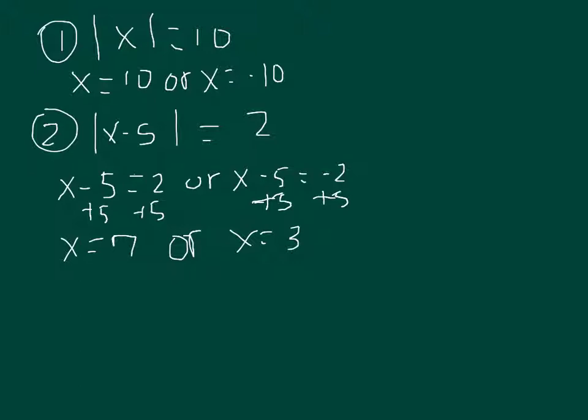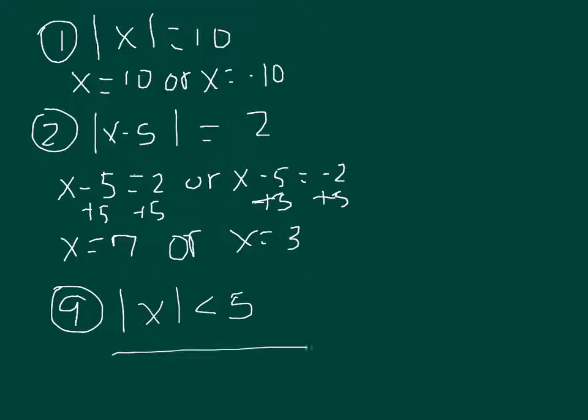So let's look at number 9. The absolute value of x is less than 5. Even though I don't have an equal sign there, I'm still going to use that as a boundary to start off with. And the number lines are easier for students to see.